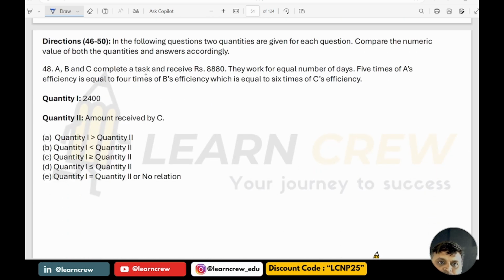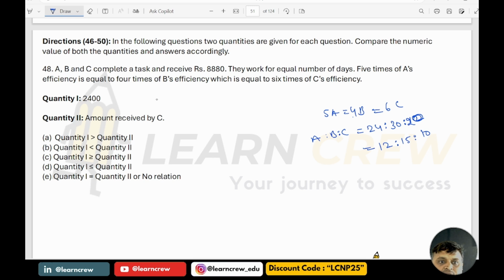A, B, C took a task and received 8880. They worked for an equal number of days. 5 times A's efficiency is equal to 4 times B's efficiency is equal to 6 times C's efficiency. So A is to B is to C is how much? 4 6s are 24, 5 6s are 30, 5 4s are 20. So from this I can say 12 is to 15 is to 10.